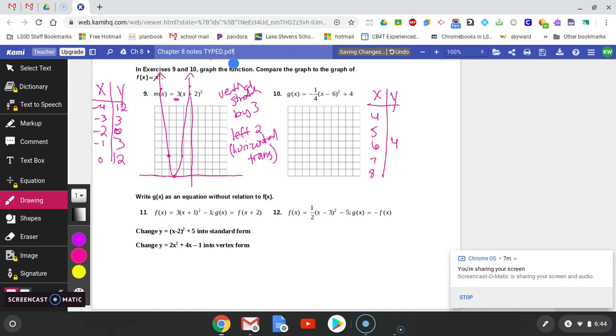And then the transformations, well, the negative out in front makes it a reflection over your x-axis. The 1/4 makes it a vertical shrink. The -6 makes it a horizontal translation, right 6. And the +4 makes it a vertical translation, up 4. And then we could finish by finding those points and graphing it.